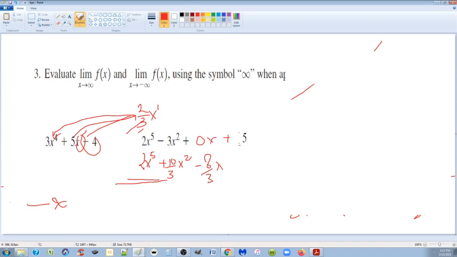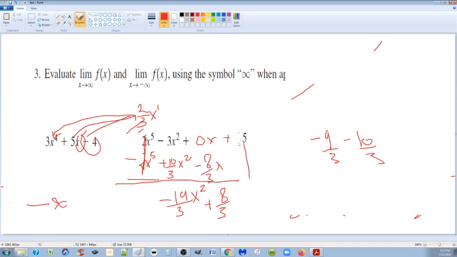When I subtract these, like I would do in long division, these cancel out. That was the goal. Minus 3x squared minus 10 over 3. If I put the minus 3 over 3, I'm left with minus 9 over 3. And when I subtract minus 10 over 3, I'm left with minus 19 over 3 x squared. That's what's left over. Then when I subtract these, I'm left with plus 8/3 x because there's nothing there. And then I bring the 5 down.